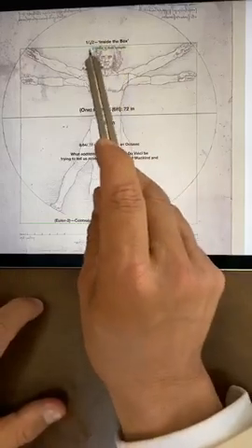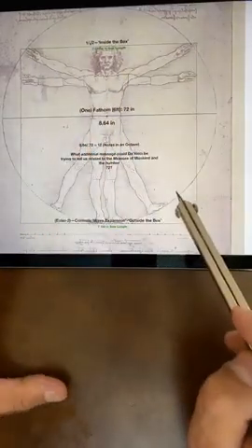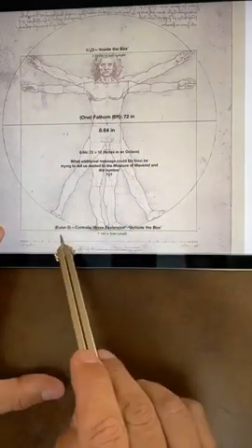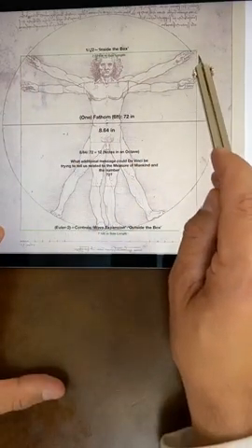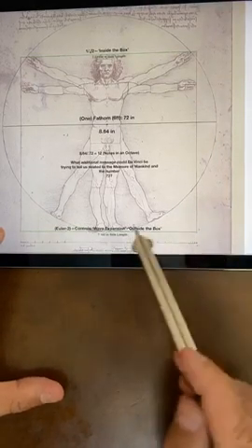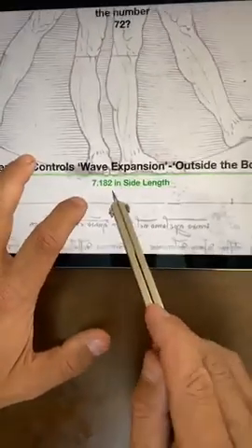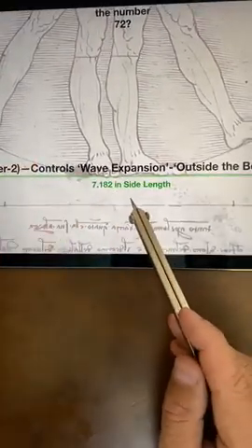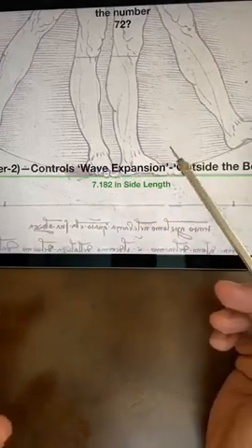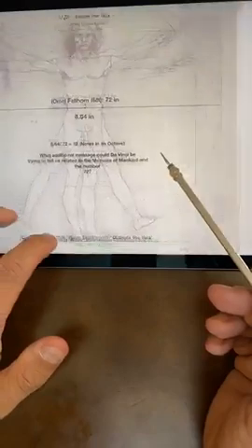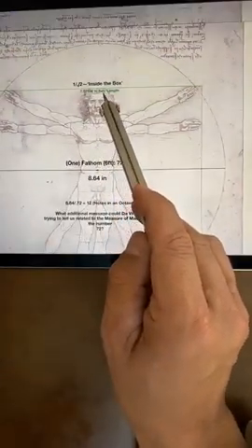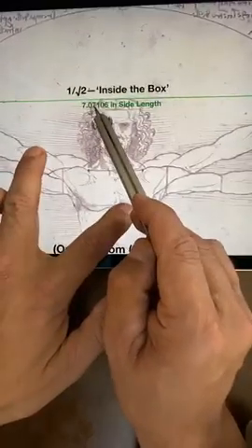So, this is what Da Vinci drew on the square, right up here. But actually, the value at the top of the square is different than the value at the bottom of the square, because it literally skews outward. It's not a square. The value at the bottom is 7.182 inches. You might remember that 7.18 number, because that's from the 2.718 of Euler. And the top of the square is 7.07106, which is actually 1 over the square root of 2.